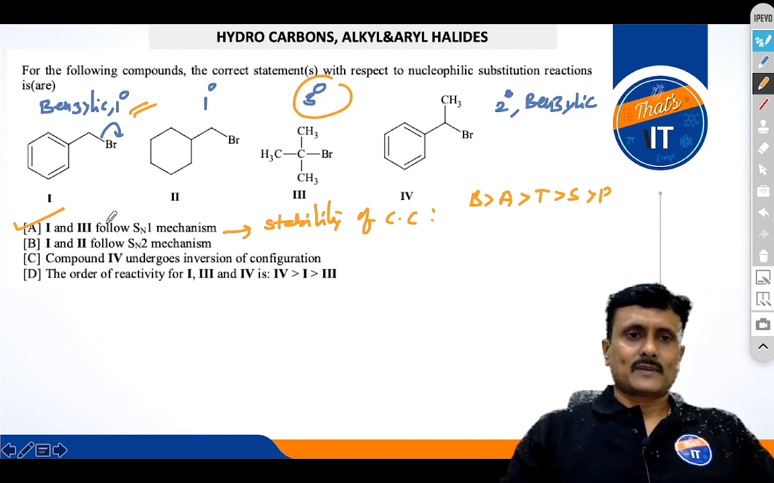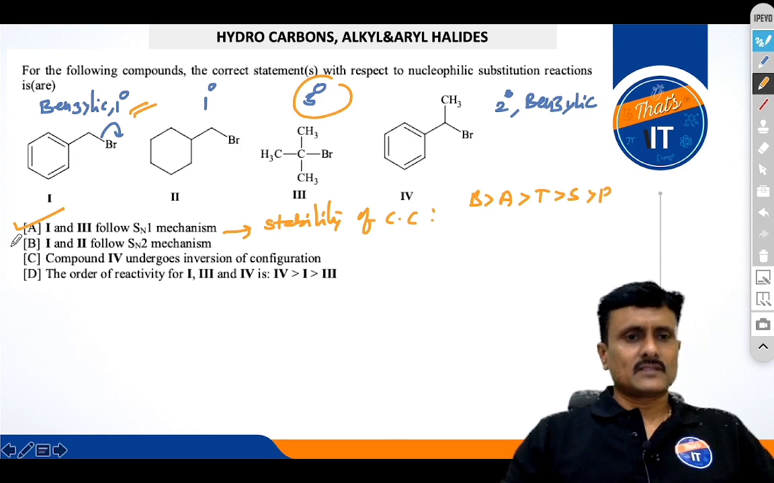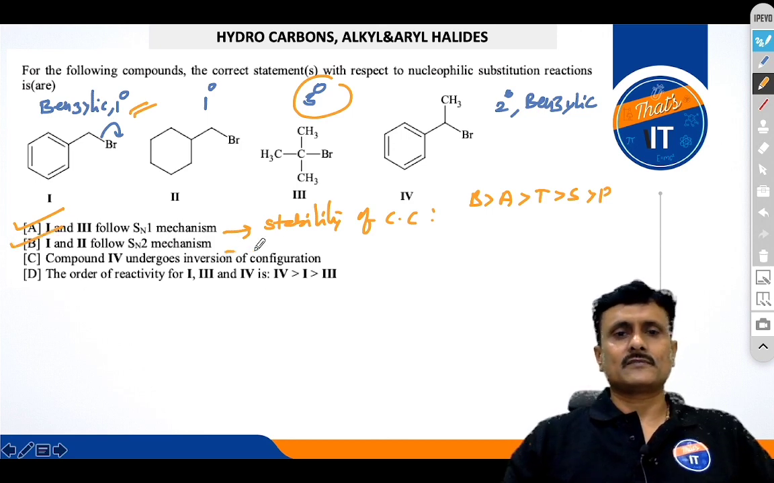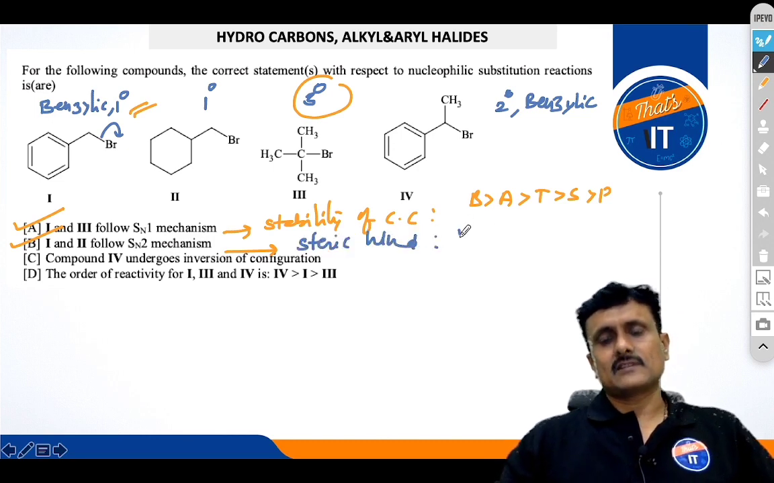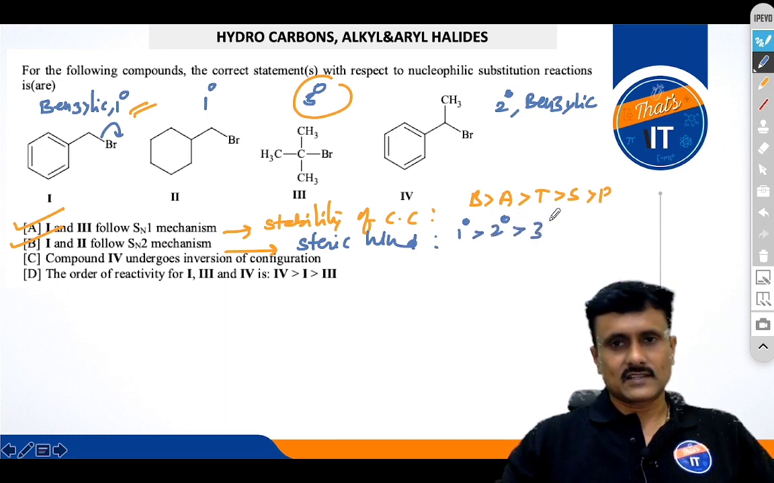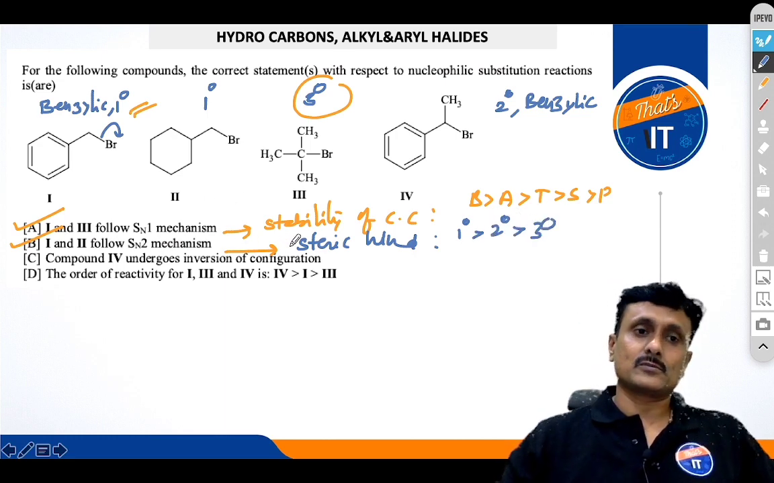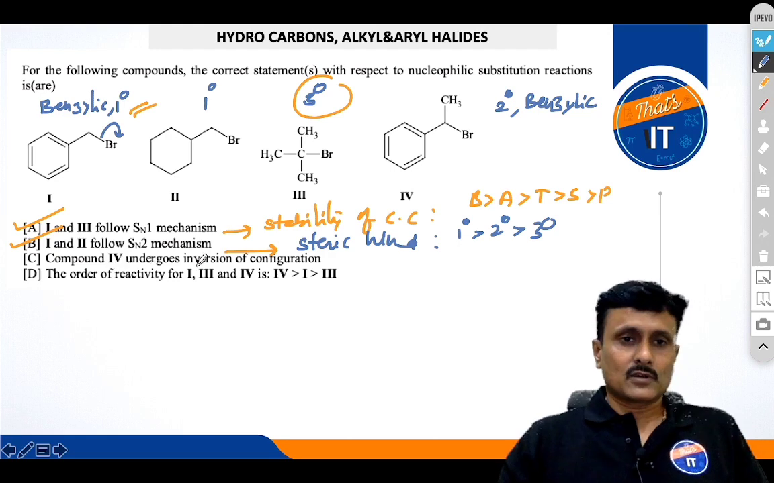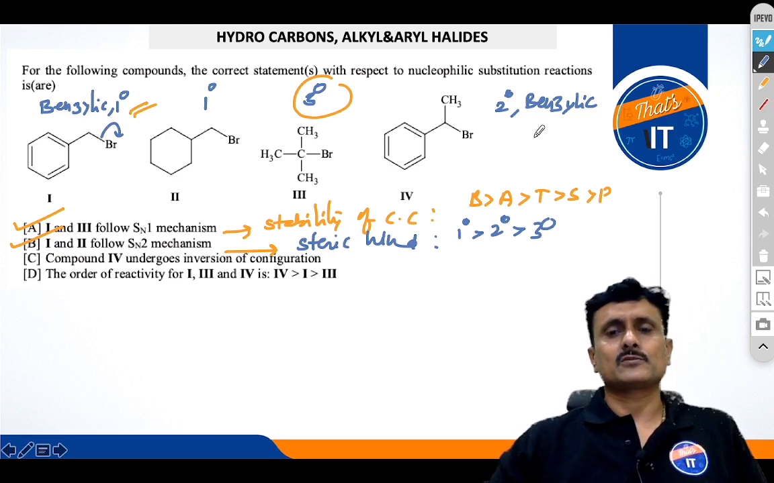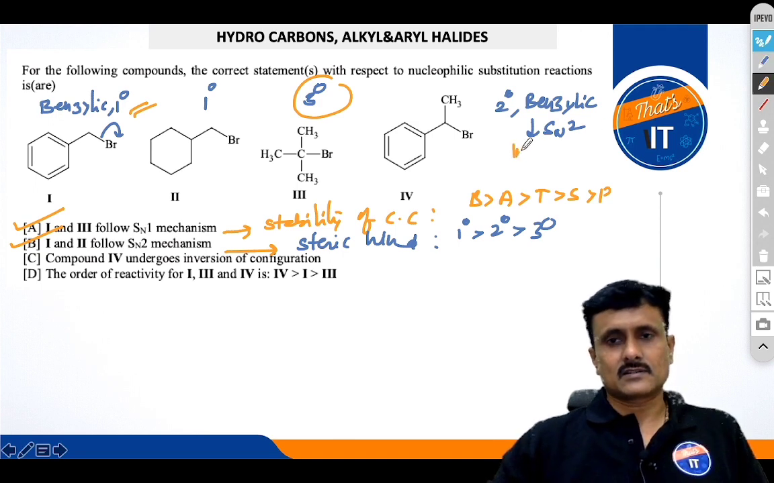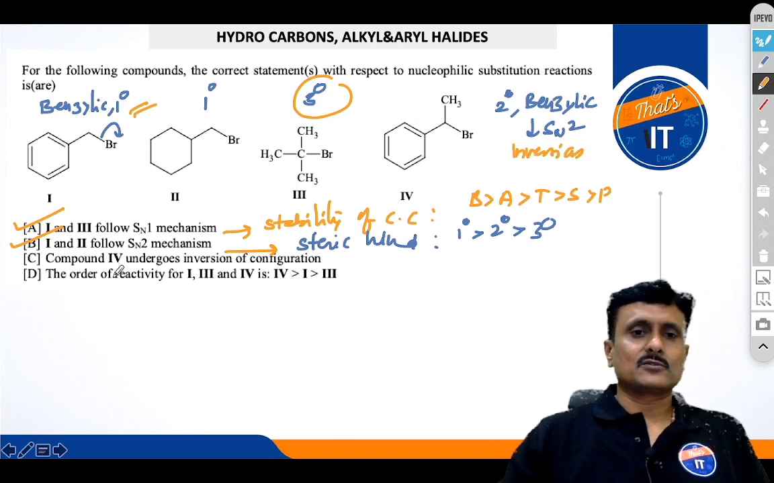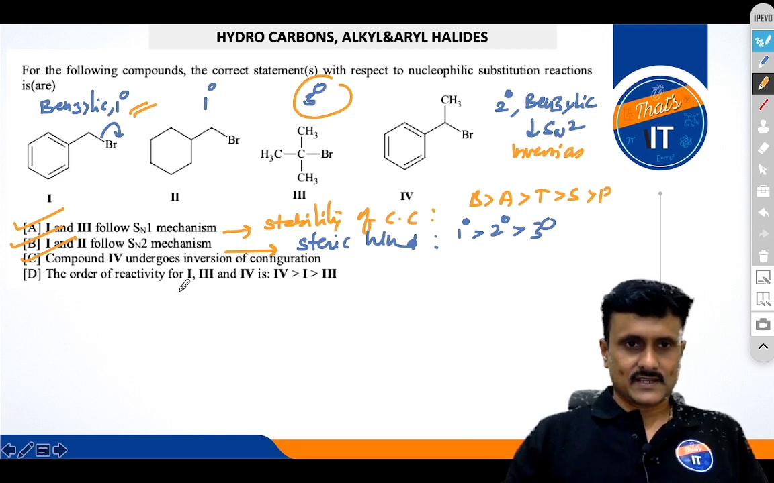You can see 1 is primary and 2 is also primary. Therefore, it undergoes SN2 because for the SN2 reaction, the governing factor is nothing but steric hindrance. And as per that, the reactivity of primary is more than secondary, which is more than 3 degree. Therefore, 1 and 2 follow the SN2 mechanism is absolutely correct. Compound 4 undergoes inversion of configuration. Yes, that is 2 degree. This might undergo SN2 and give rise to what? Inversion product. This is also correct.